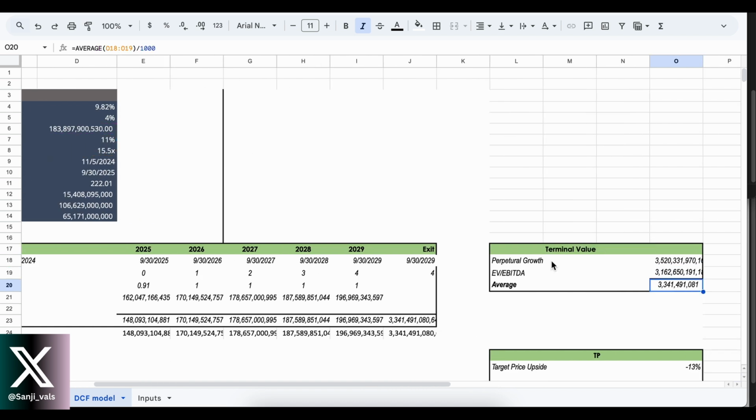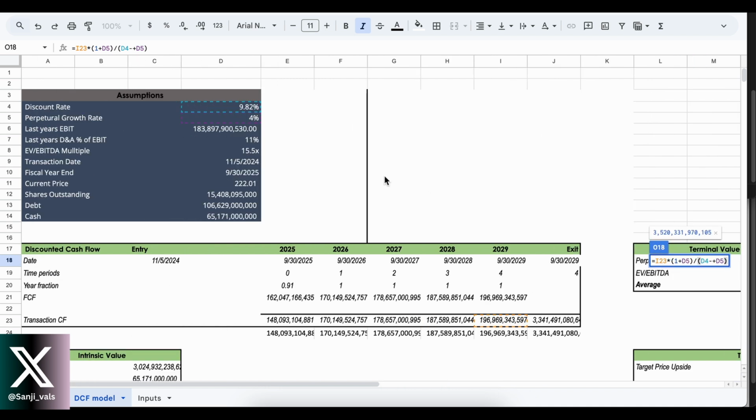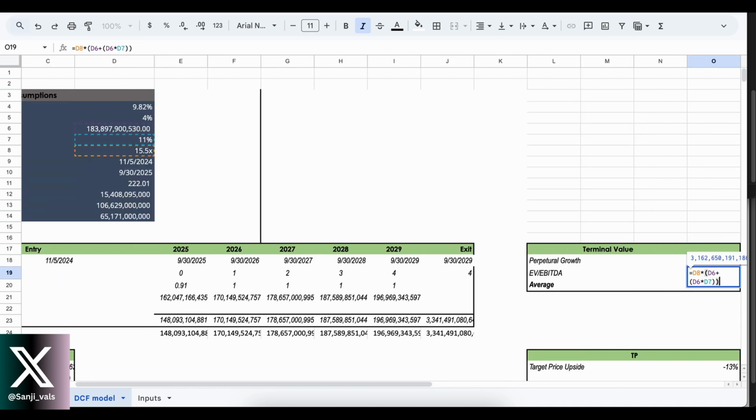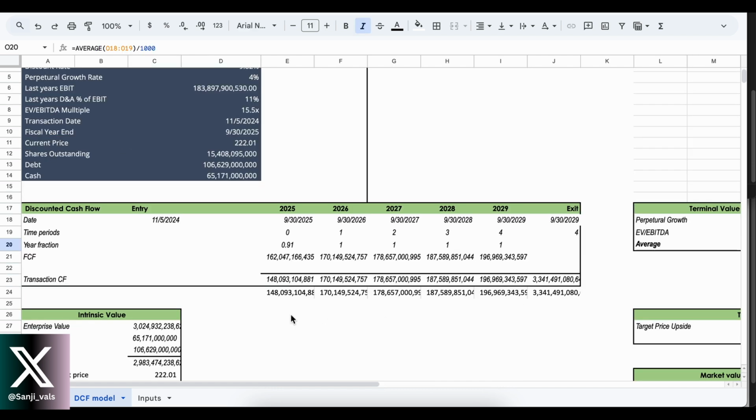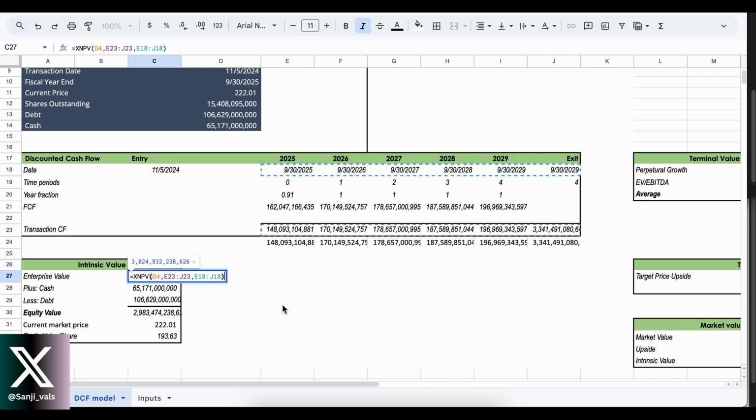I'm not diving deep into this, just not to make this video too long. Simply these are the formulas. You can copy those formulas, then extract the average, and you get the terminal value. The next step is the intrinsic value.